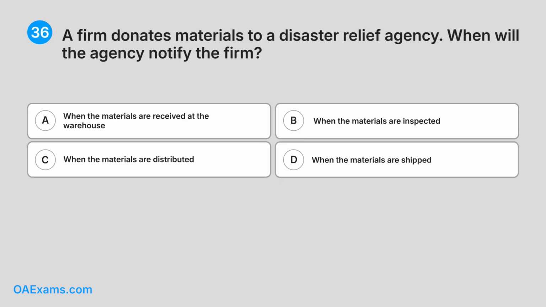36. A firm donates materials to a disaster relief agency. When will the agency notify the firm? A. When the materials are received at the warehouse. B. When the materials are inspected. C. When the materials are distributed. D. When the materials are shipped. Can you guess the answer?